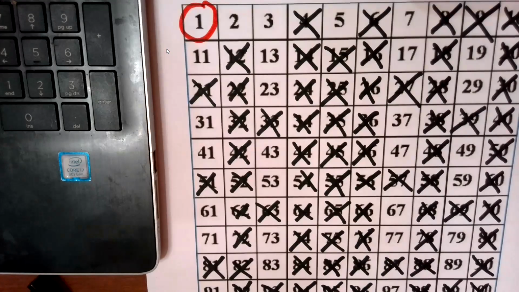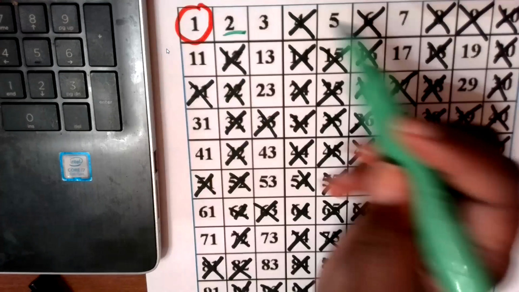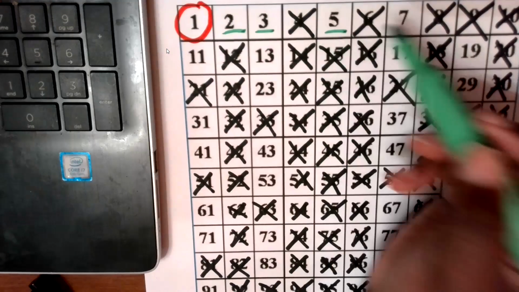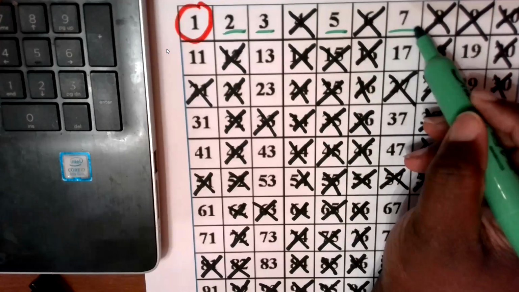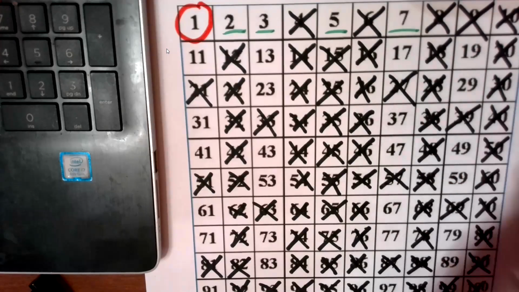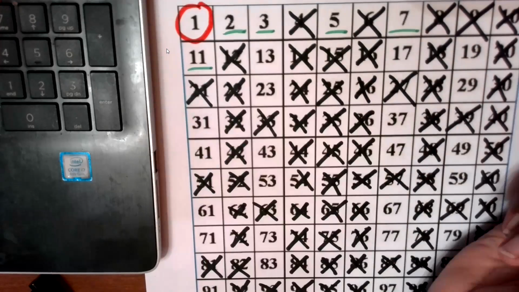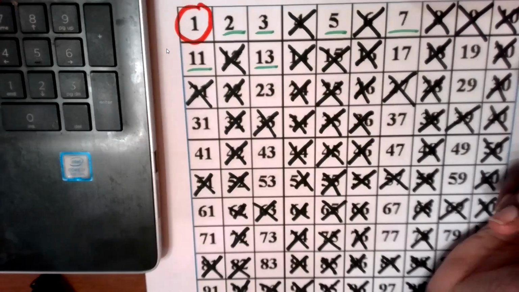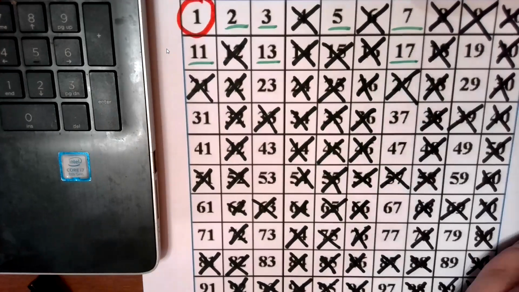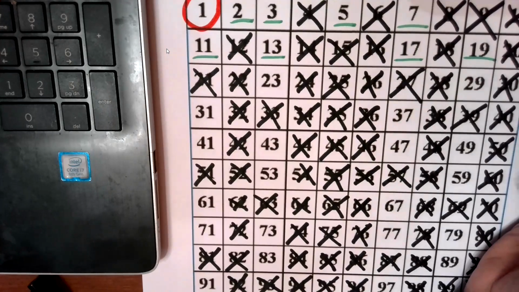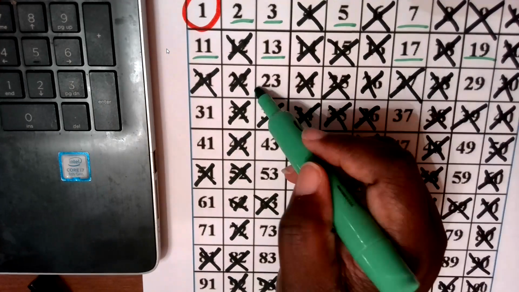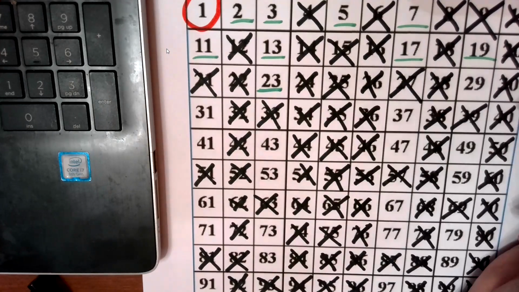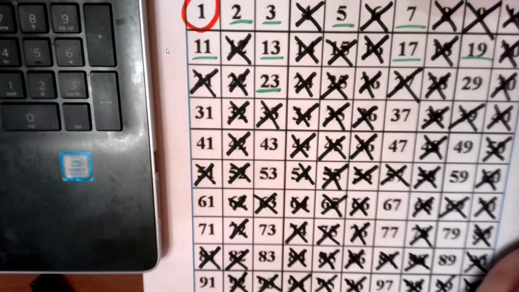So, what are our prime numbers? Because in fourth grade, we have to know our prime numbers up to 100. So, 2 is prime. 3 is prime. 5 is prime. The only way to get 5 is 1 times 5. 7 is prime. The only way to get 7 is 7 times 1. 11 is prime. The only way to get 11 is 11 times 1. 13 is prime. The only way to get 13 is 1 times 13. 17 is prime. 19 is prime. 23 is prime. The only way to get 23 is 1 times 23. It only has 2 factors.